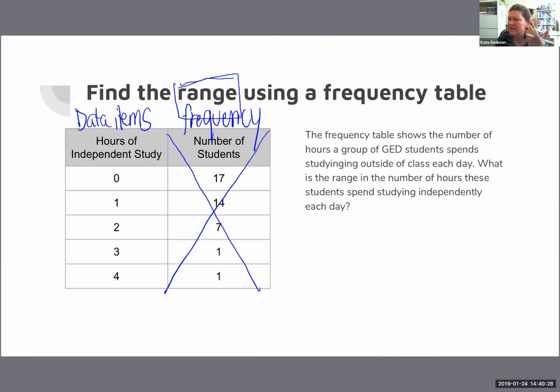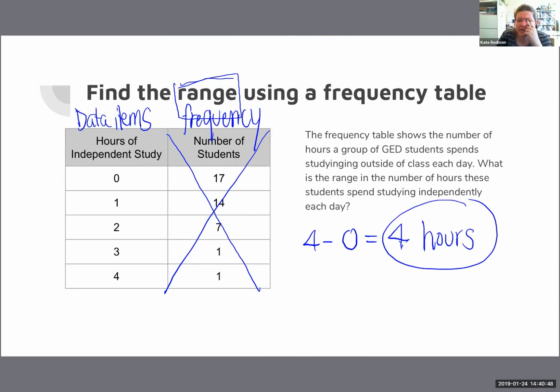So what's the lowest piece of data I had? 0. And what's the highest piece of data I had? 4. So I'm just going to have the highest data item minus the lowest data item. And because frequency doesn't matter to range, that frequency column just won't even come up. Of course, I have a range of 4 hours in the amount of time students spend studying a day.